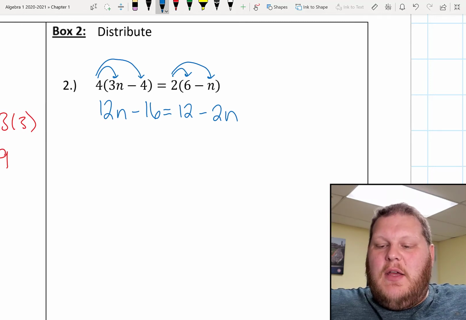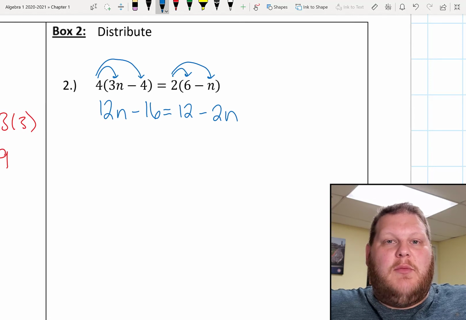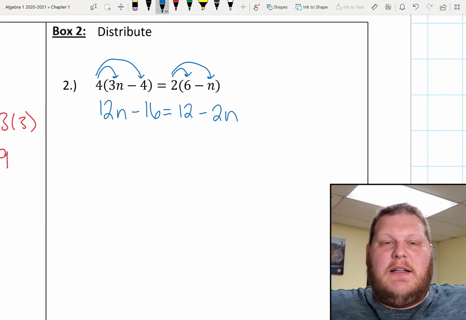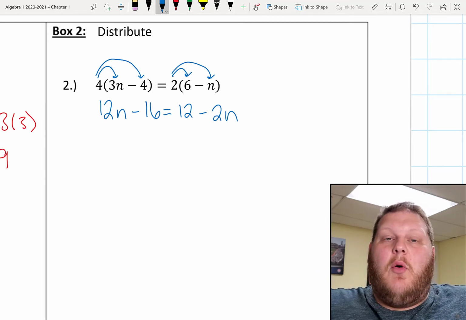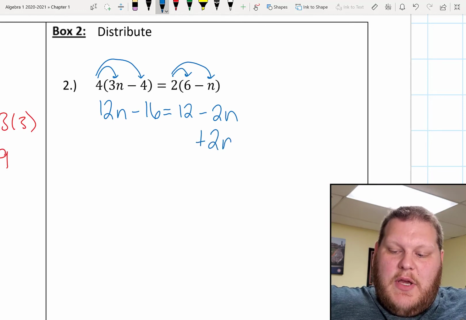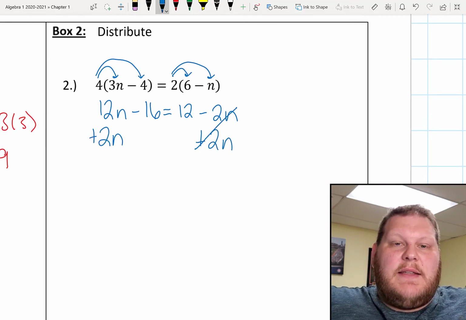Looking at my numbers, I usually try and keep things positive. If I'm going to add or subtract a variable term on both sides, I want to try and have that number at the end be positive. So I can see if I add 2n to both sides, that's going to leave it positive instead of subtracting 12n from both sides. But really, it's up to you. If you really prefer having the variable always on the left instead of the right, that's fine. You should get the same answer no matter which method you do. So I'm going to add 2n on both sides. On the right side, they cancel out.